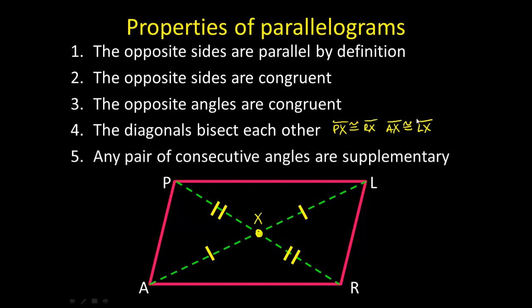And consecutive angles are supplementary. So if I took angle P, the next consecutive angle would be A or L, and it's supplementary to both of those. And since those two angles are congruent, that makes sense.